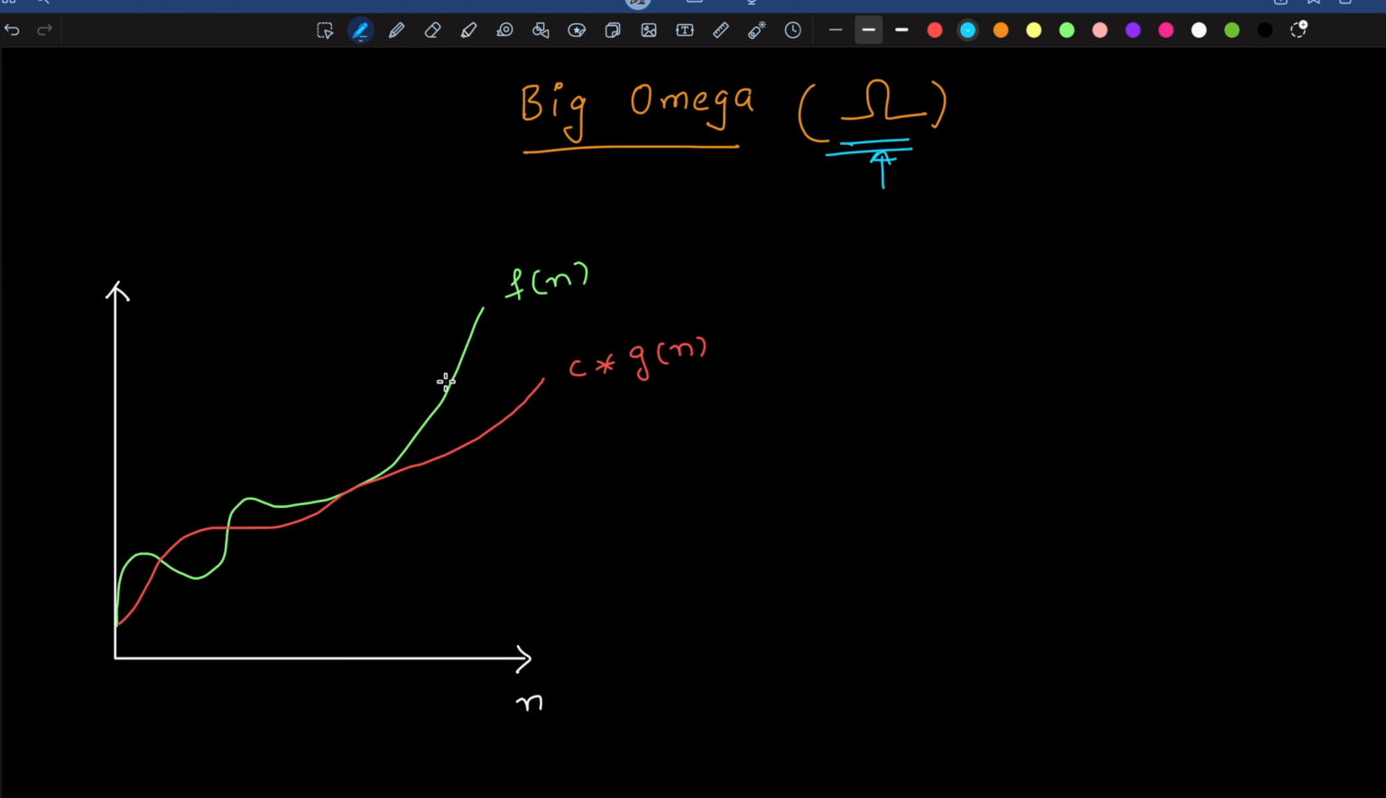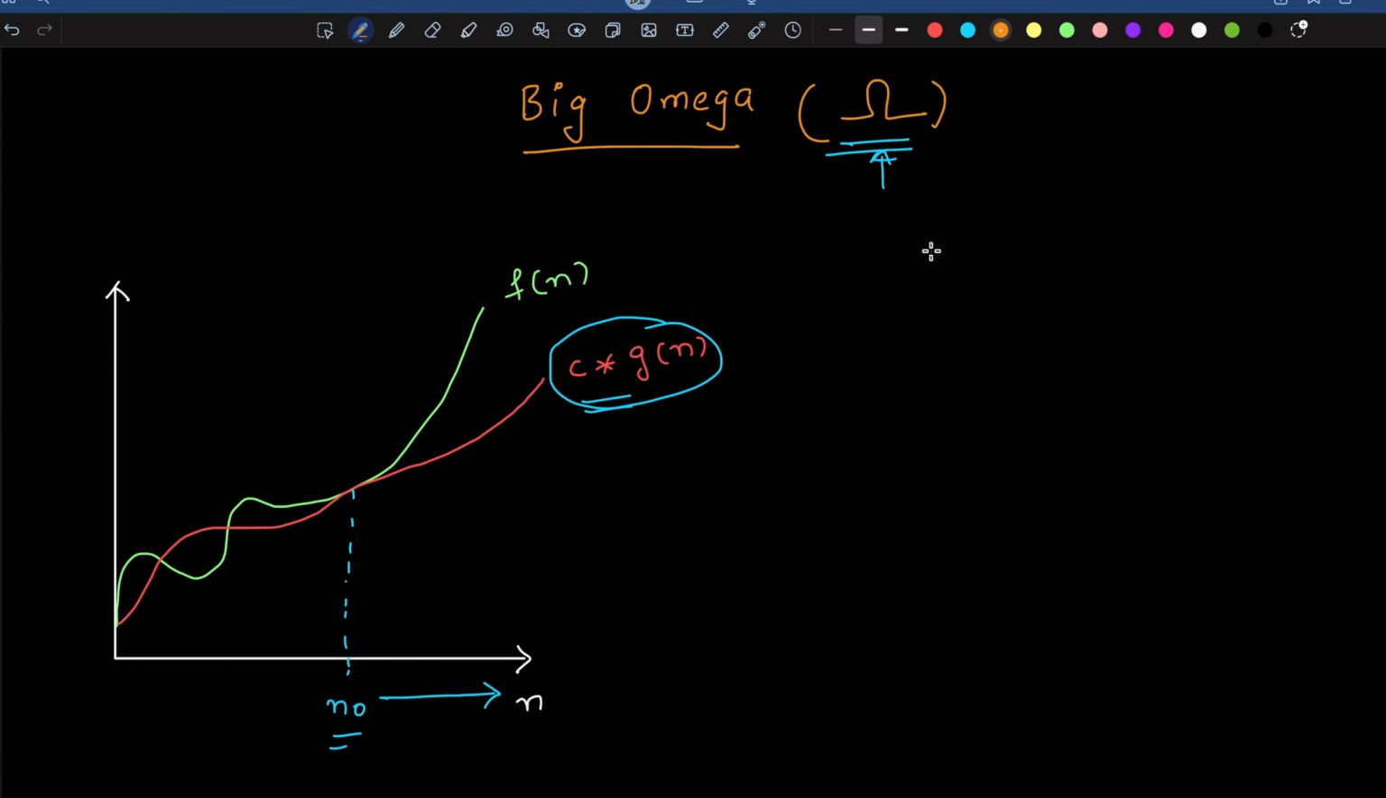Now assume there exists a constant c such that c into g of n is always below f of n for all values of n greater than or equal to n0. So this is my n0. For all values of n greater than or equal to n0, c into g of n is always less than or equal to f of n.